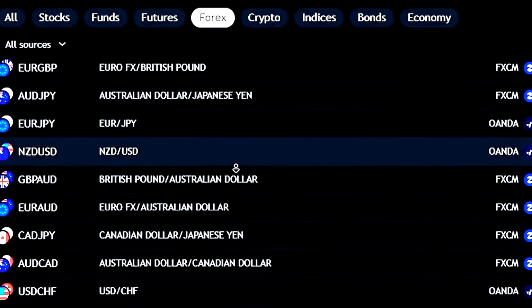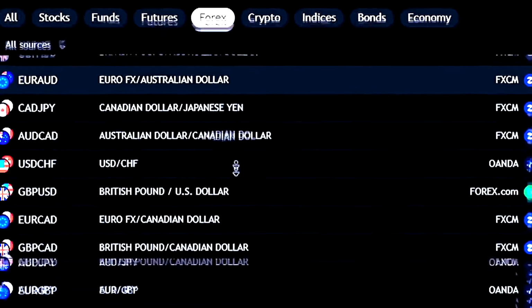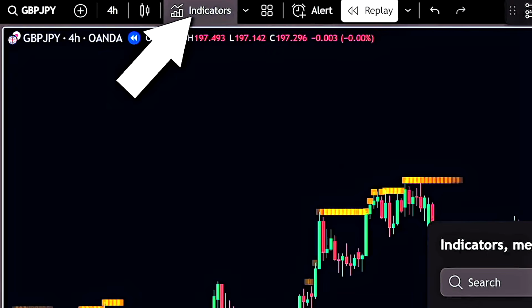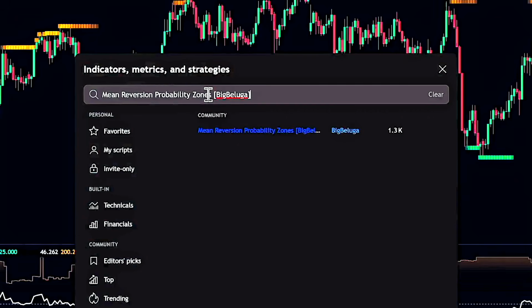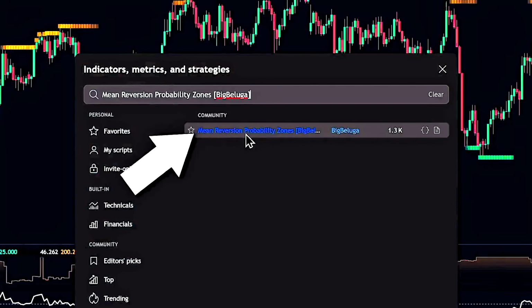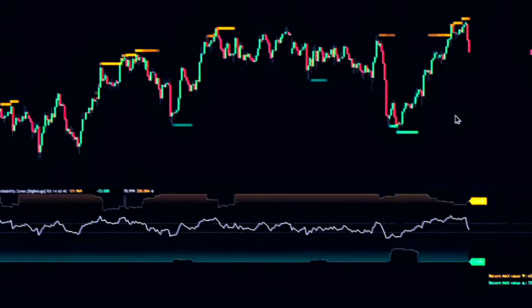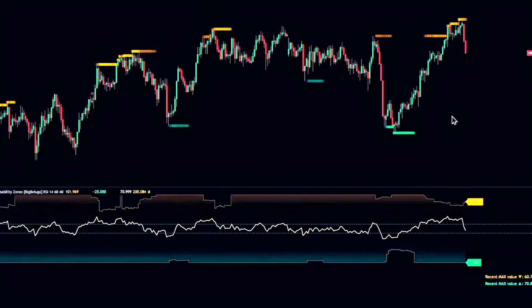Start with a clean chart on any market and any time frame you prefer. I'll use the 1 hour chart so everything is easy to see. Open the indicators menu, type Mean Reversion Probability Zones by, of course, Big Beluga. Big shout out to them, by the way. Then add it to your chart. It's an open source script, so if you're curious, you can read the code and the full explanation on its TradingView page to understand how it works under the hood.